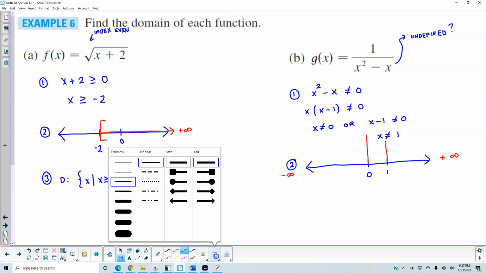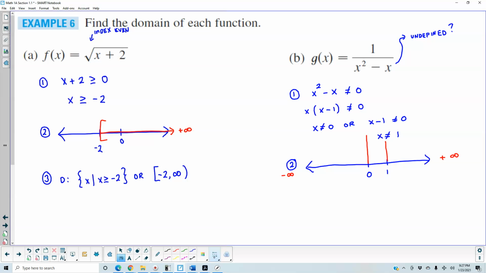So what does that tell us? That tells us that we can choose any number from negative infinity all the way to 0, but we cannot include 0, so we need a parenthesis. But then we need to keep going, so we have a parenthesis here, and then going all the way to 1, but we cannot include 1, so we have a parenthesis. And then we have another parenthesis at 1, and then we're going all the way to positive infinity.